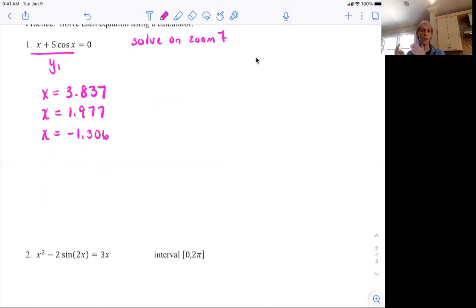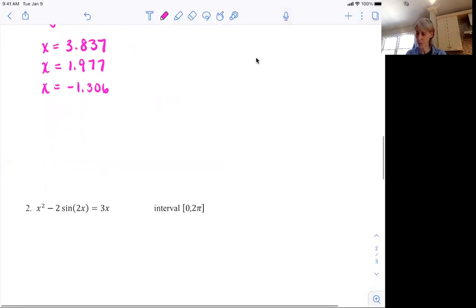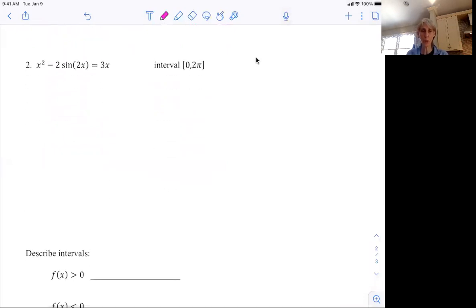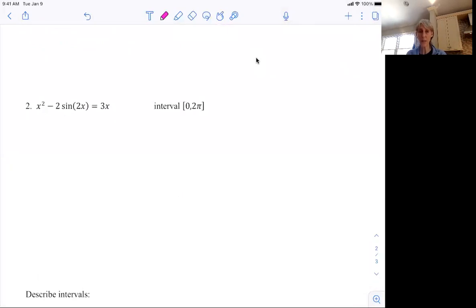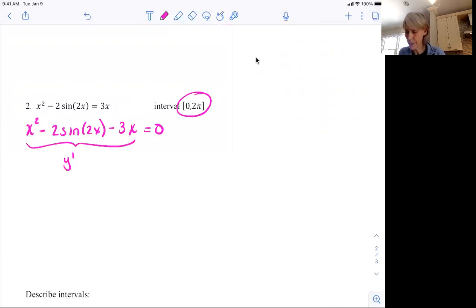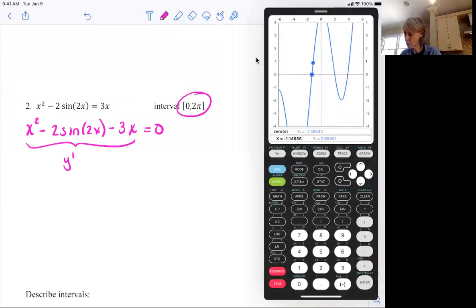We know in calculus, there's going to be times that we just solely rely on the calculator, and sometimes we have to do algebra. So you'd have to know the difference between which method to use. In example 2, I have x squared minus 2 sine 2x equals 3x. So I'm going to get everything to one side, set it equal to 0, and I'm going to solve it on the interval 0 to 2 pi. So remember, this is your y1, and then you're going to use your second trace feature.